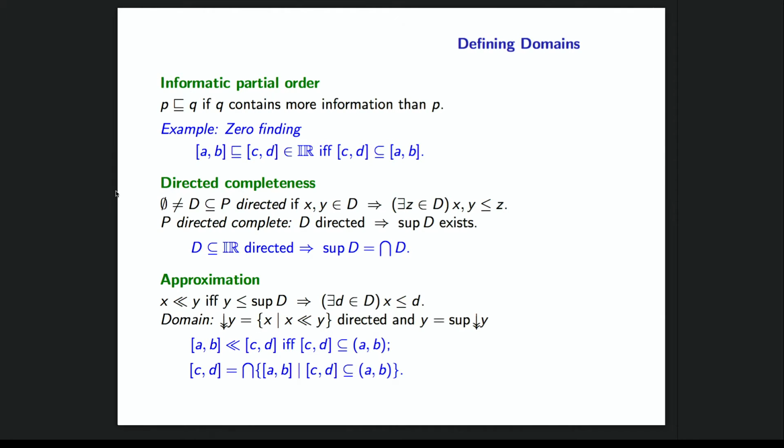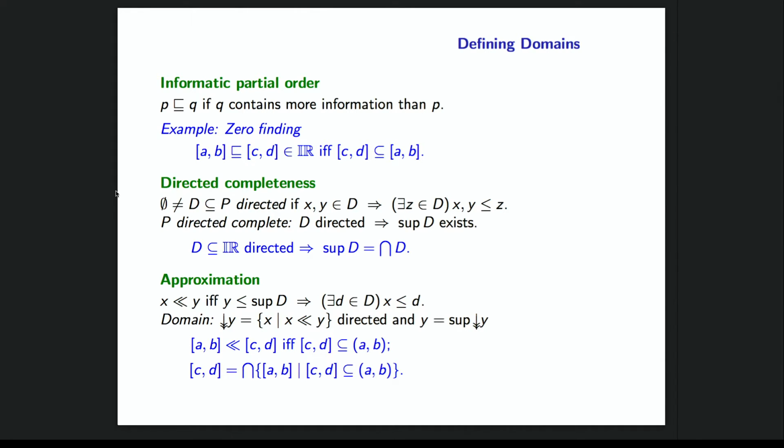And directed completeness says, well, if you have a directed family, then in fact in this partial order there's a least upper bound, or a sup as we call it. Okay? So any consistent family of information will have a least upper bound. That's the information all of the elements contain. Now those two things together will give you what are called directed complete partial orders, and indeed that's enough to do a lot of things.